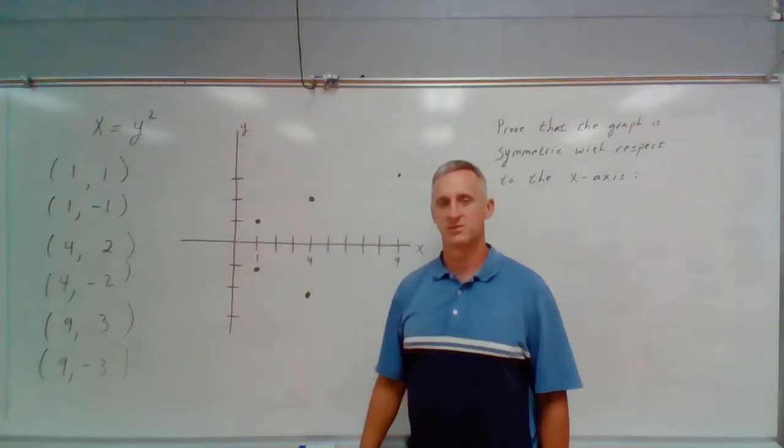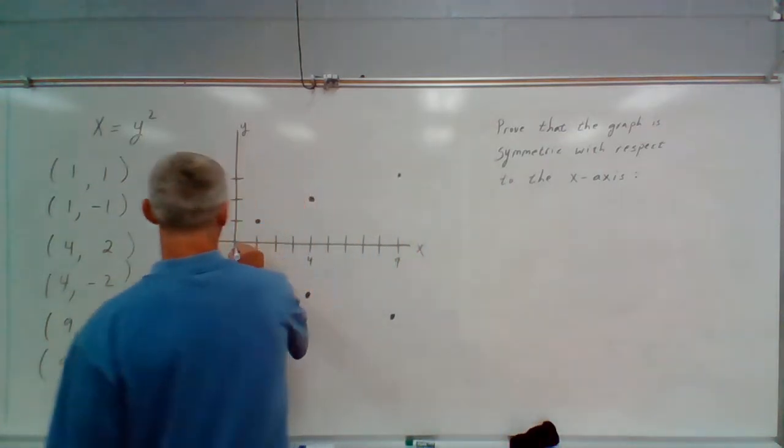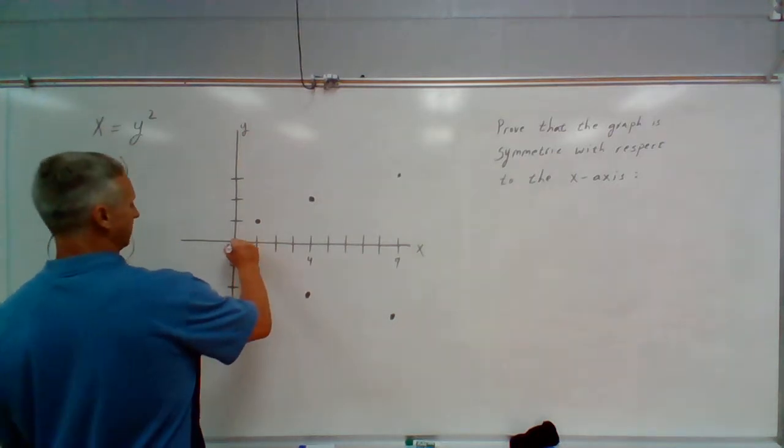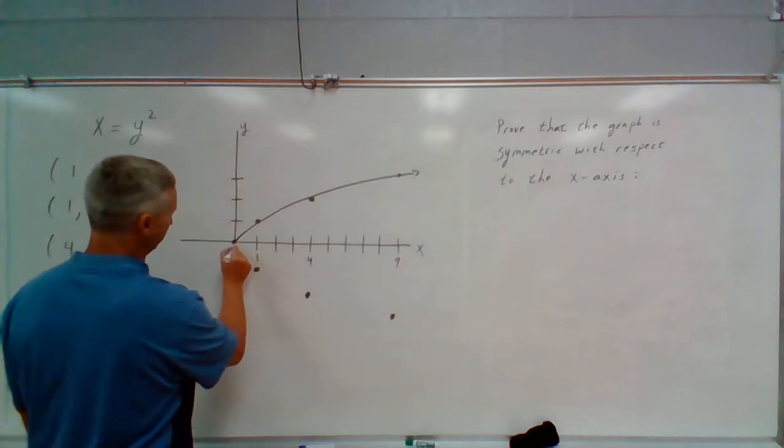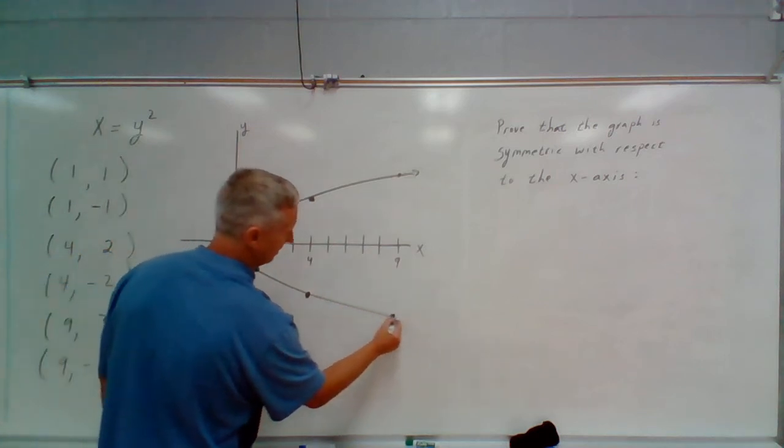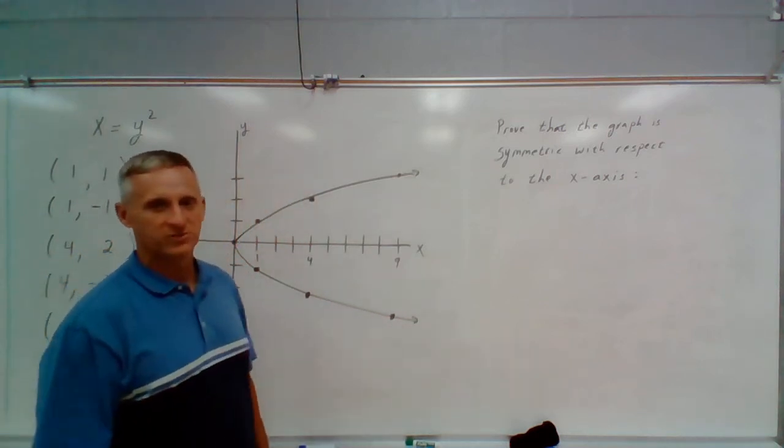What about (0, 0)? That's also a solution, right? 0 is equal to 0 squared. So let's plot that one. And that will make a graph that looks like this, a sideways parabola.